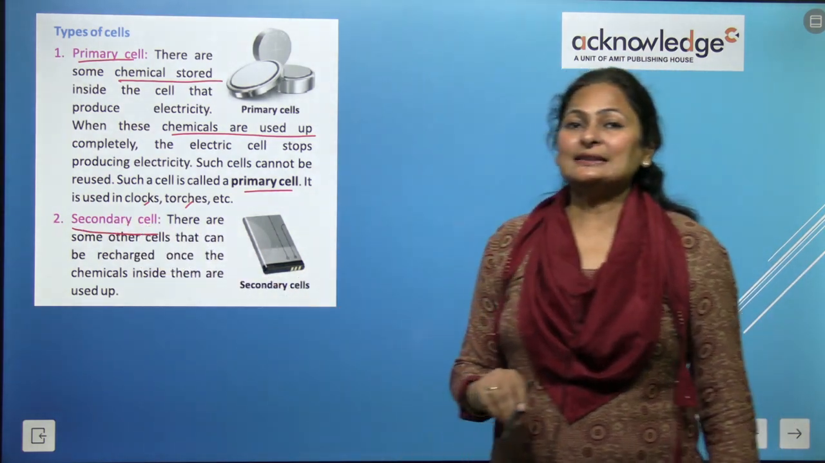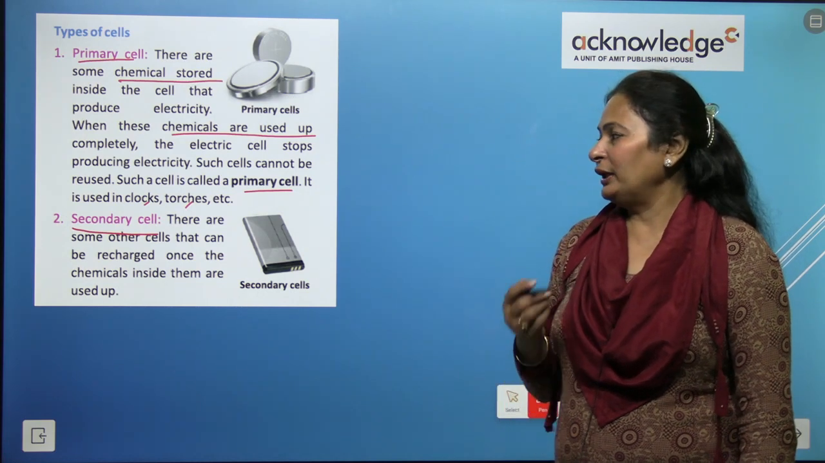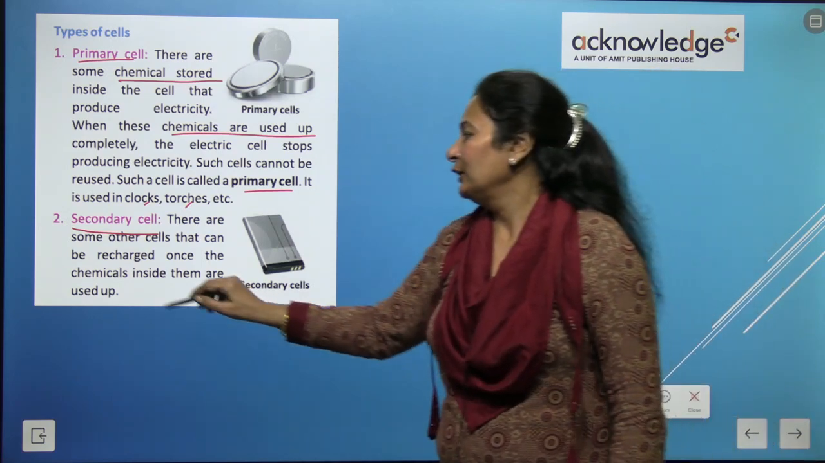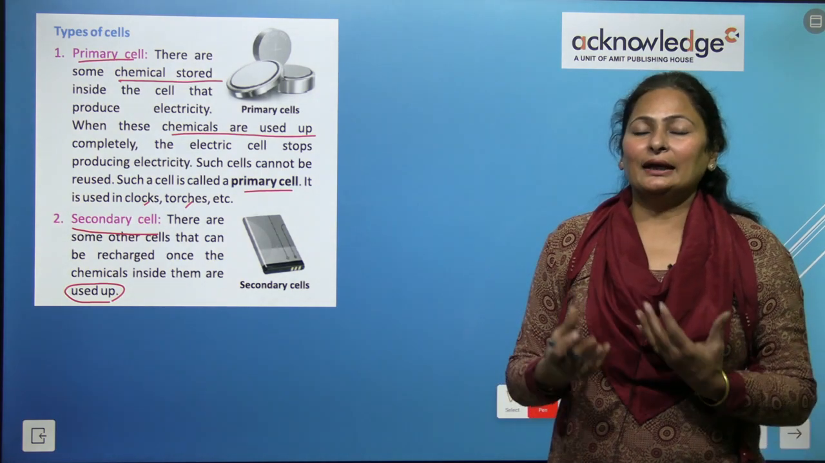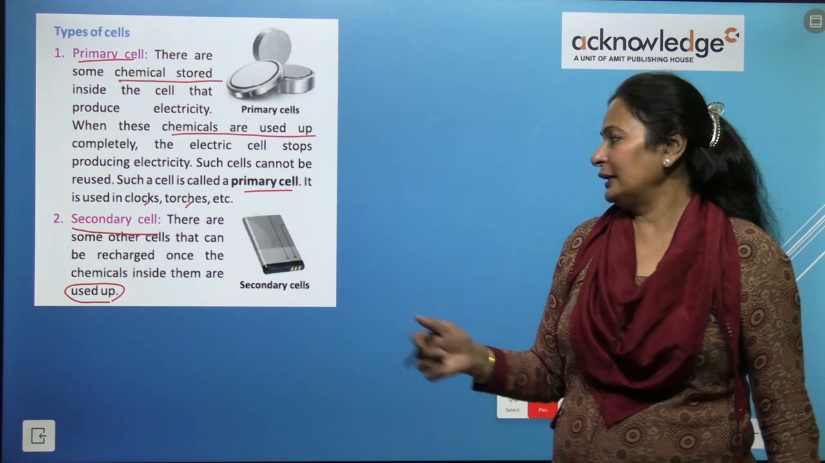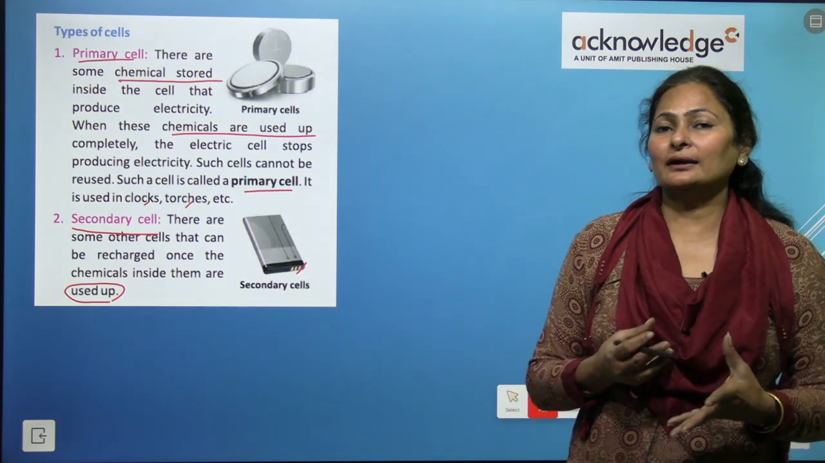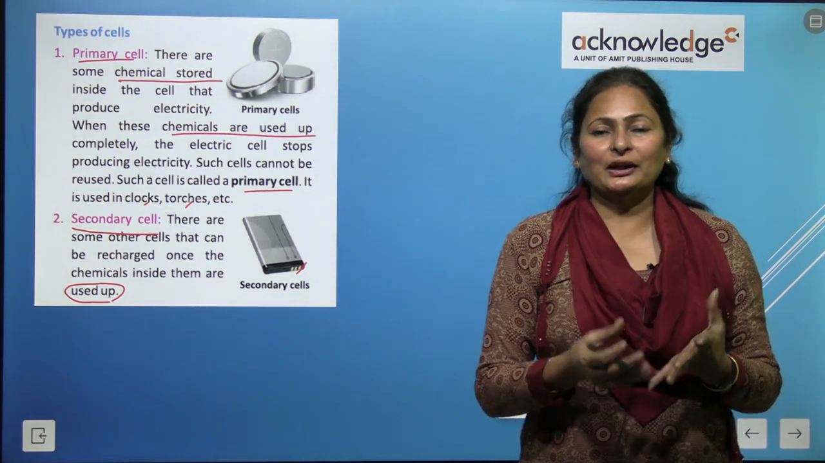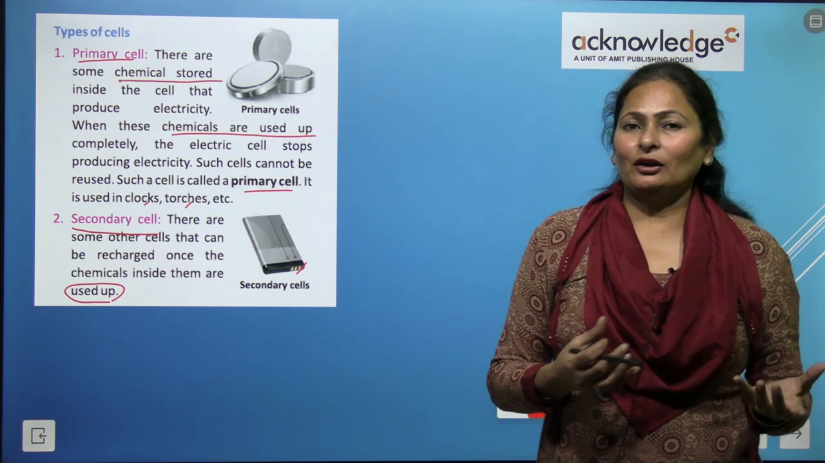Now the secondary cell. Yes, there are some other cells that can be recharged once the chemicals inside them are used up. When you recharge it, it will again start working and producing electricity. So this is the battery of a phone. Nowadays phones don't have a removable battery inside them. They have a battery, but you cannot change it. These are fixed, so I cannot show you.